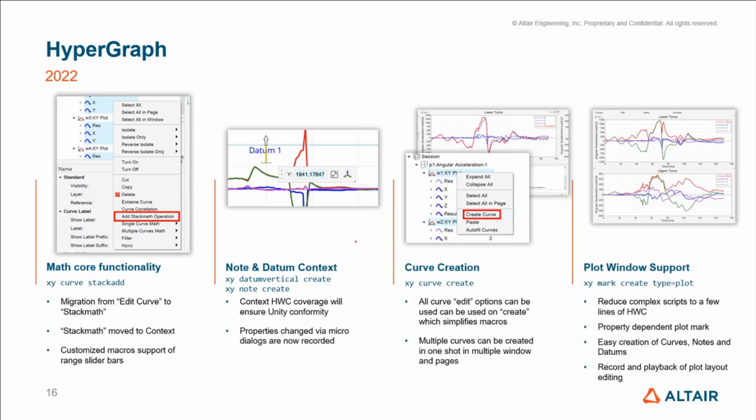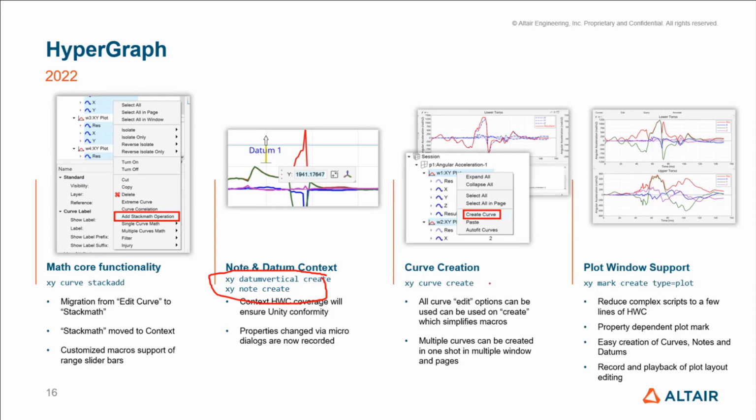The note and date has been introduced in Hypergraph. So really Hypergraph is getting the proper Unity new framework experience. And yeah, the context coverage has been now done in HWC as well. Again, to highlight the commands that we need for these: XY, date and vertical, for example, create, or XY node create. Okay, so all these you'll see nicely there.